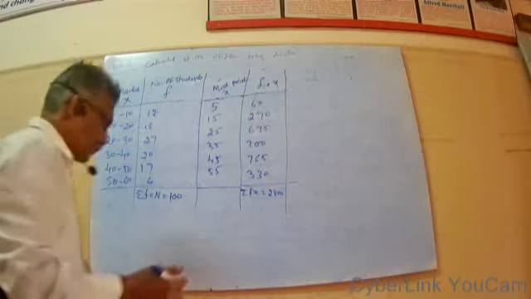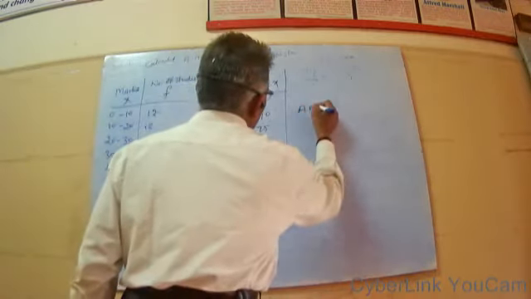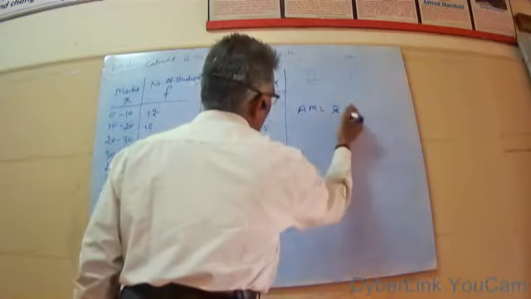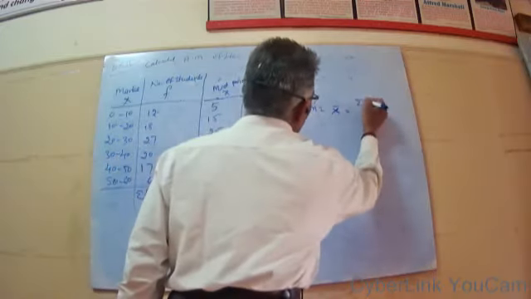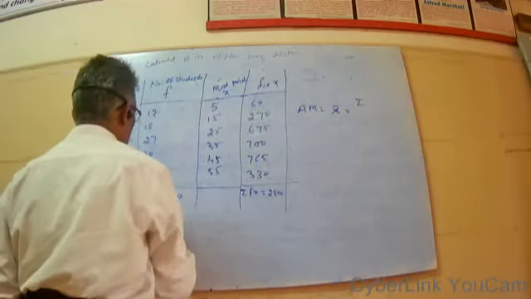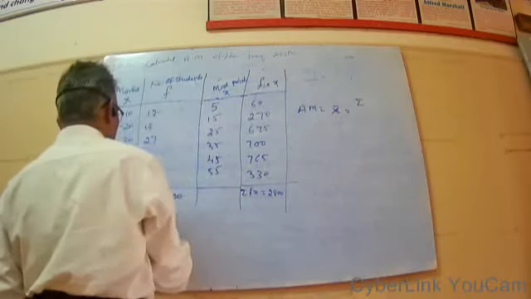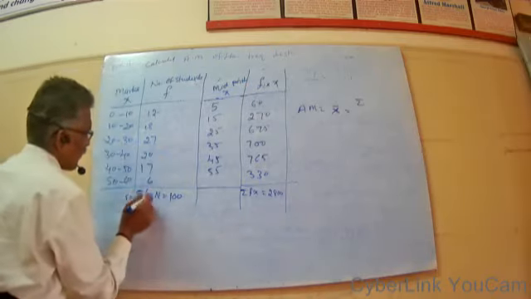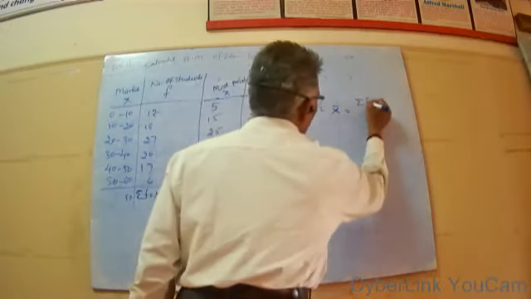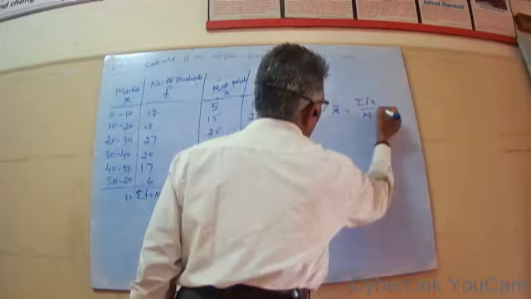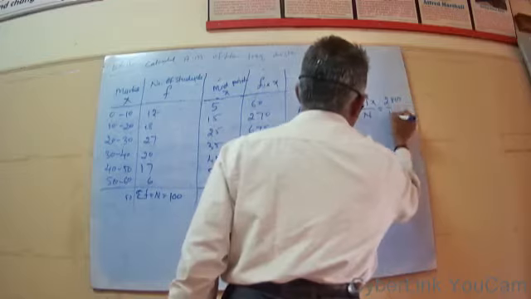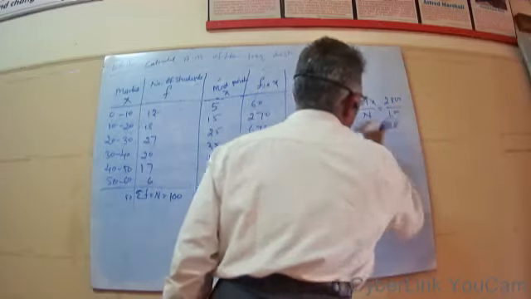Now x bar is the arithmetic mean. The arithmetic mean, denoted by x bar, is equal to the total, the sum of fx, divided by the sum of f, which is capital N. So the sum of fx, 2800, divided by 100 gives you 28. The answer is 28.